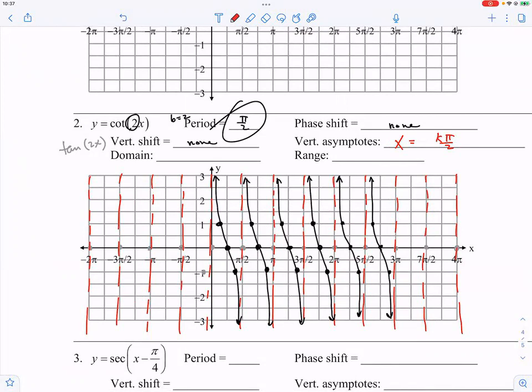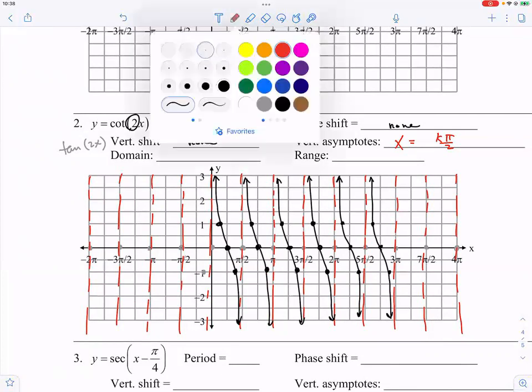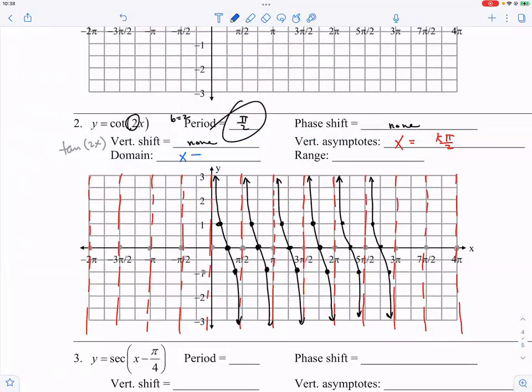So k would be a good way to represent the integers. K would be all integers, and that's how we say every pi over 2. So k times pi over 2. The domain is x cannot be k pi over 2, because those are the locations of the vertical asymptotes. And the range is -infinity to infinity. Okay.